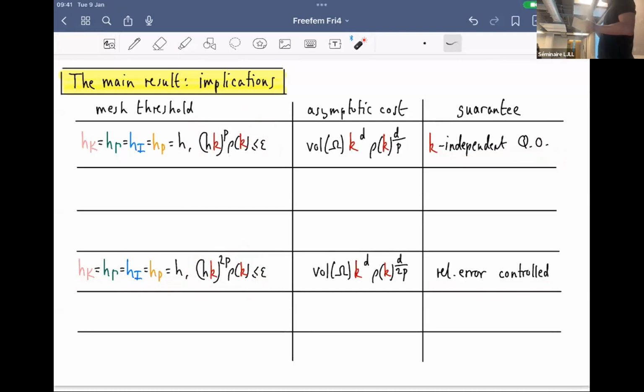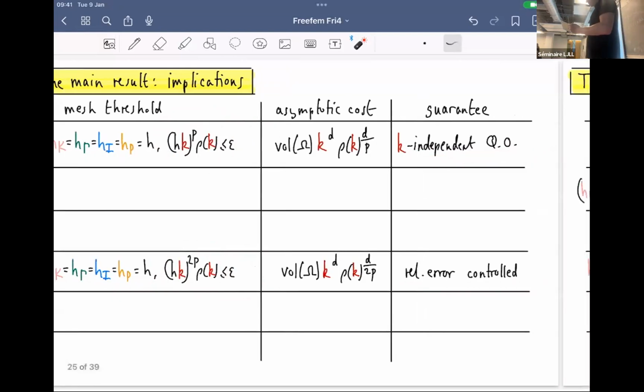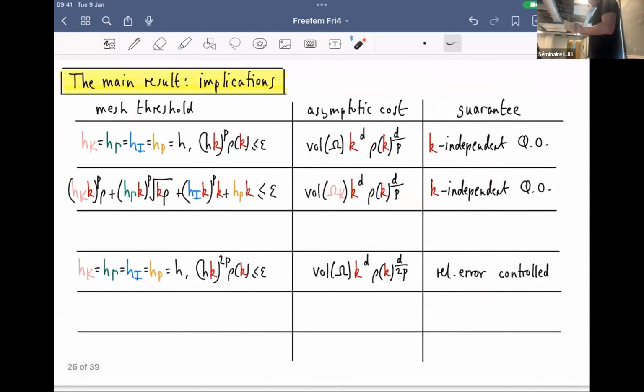But I'm going to put additional cases in. And so the first case I'm going to put in is I'm going to still keep this goal of K independent causal optimality, but now I'm going to weaken. So in the trapping, I've still got HK to the P times rho sufficiently small. But now in the other regions, I've got HK to the P times some quantities that are smaller than rho sufficiently small. Okay, so I can have coarser meshes in the regions that are away from trapping.